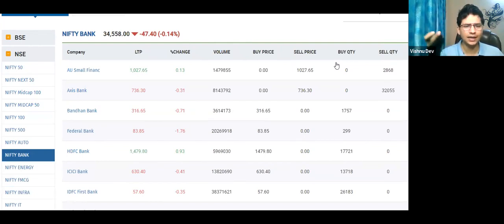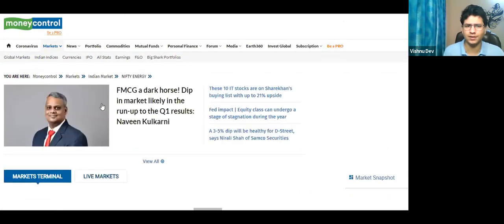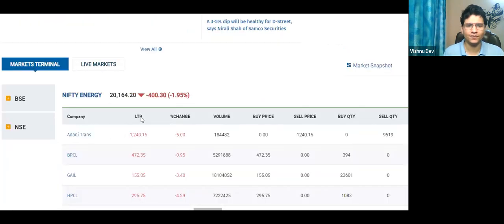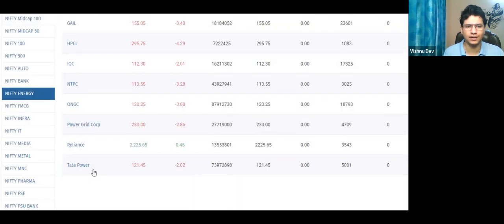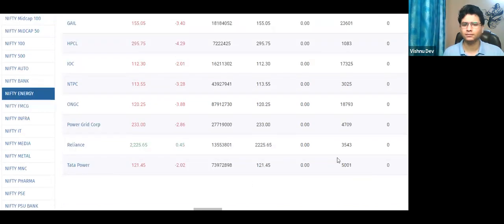Energy is again, Purvi, that is Nifty Energy. Nifty Energy is again the companies which are working in energy. For example, JSW Energy, you might be knowing. Tata Power is there. Then Adani Energy is there. Then Suzlon Energy. I don't know if Suzlon Energy is there or not because it is not a very big company. Then GAIL, HCPL, Power Grid, Reliance is there. Tata Power is there. Adani Transmission is there.